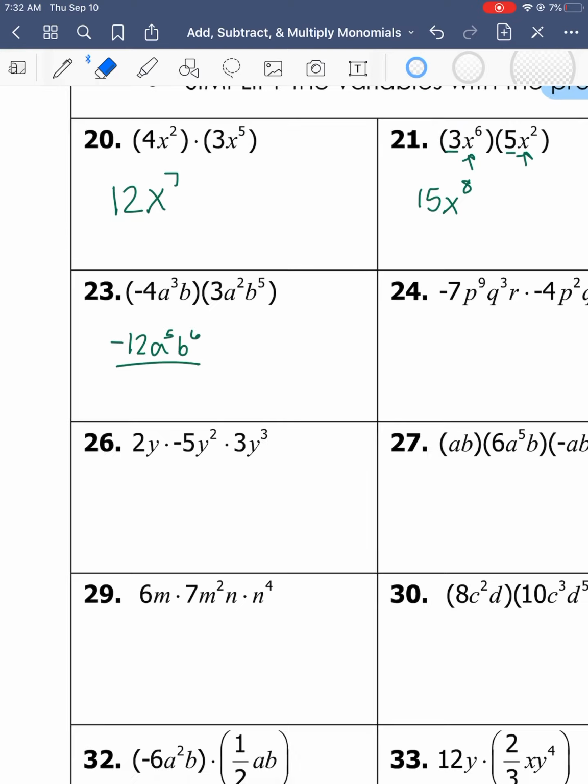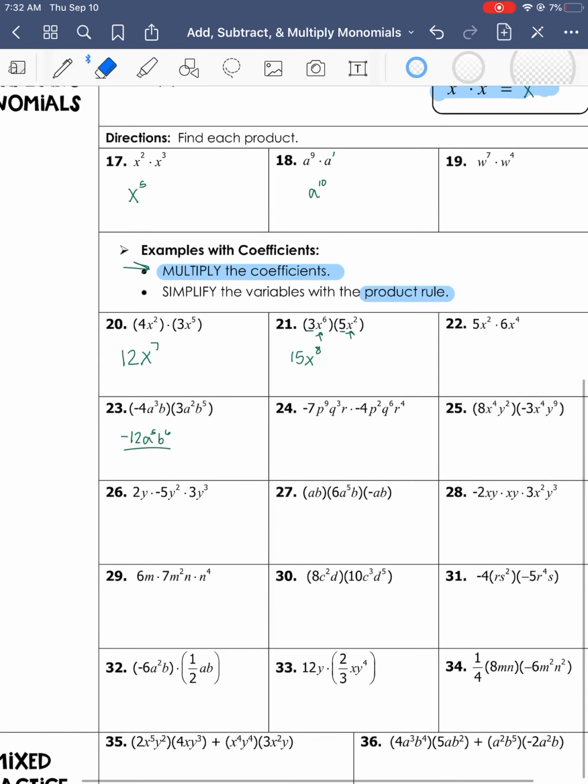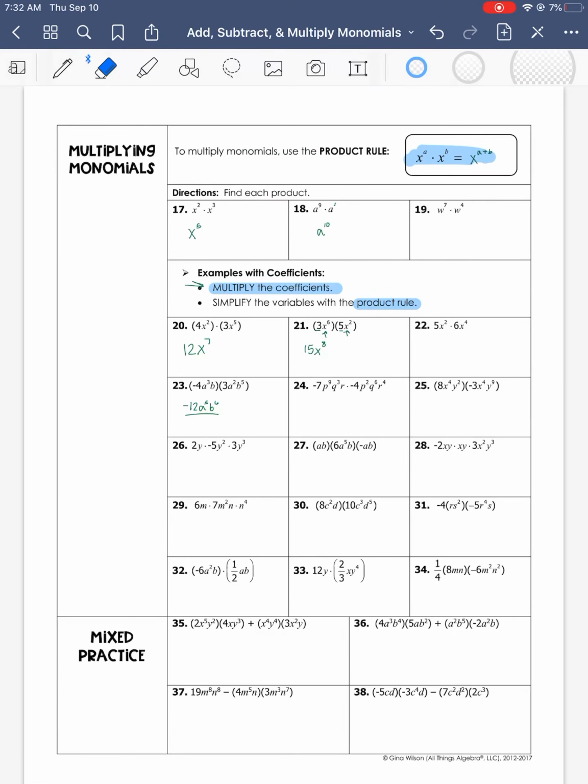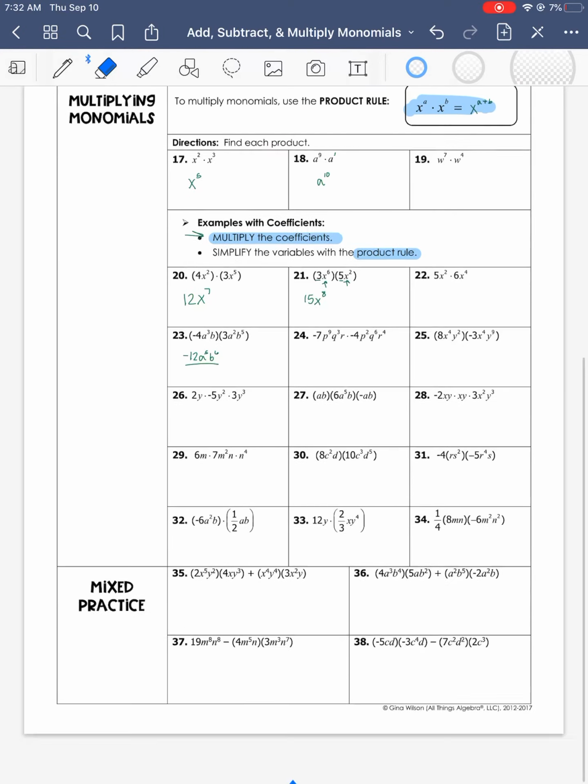Okay, so do some practice on your own. If you have more questions, send me an email or ask me in class. And your first homework assignment will be on this adding, subtracting, and multiplying monomials. Down here is some mixed practice.